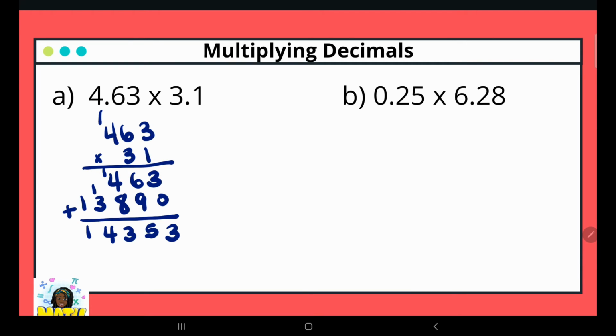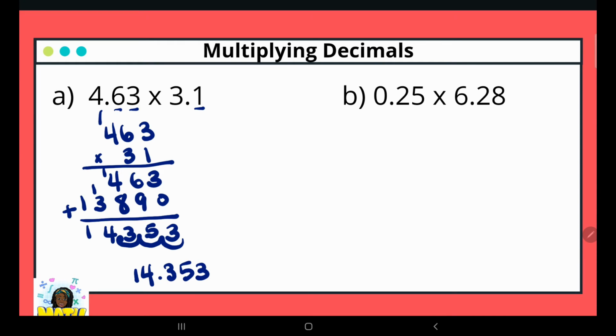Now I have to account for the number of digits I have after my decimal place. So here I have 1, 2, and then there's a third one here. So what that means is in my answer, I need to move my decimal 3 places. 1, 2, 3. For a final answer of 14.353.